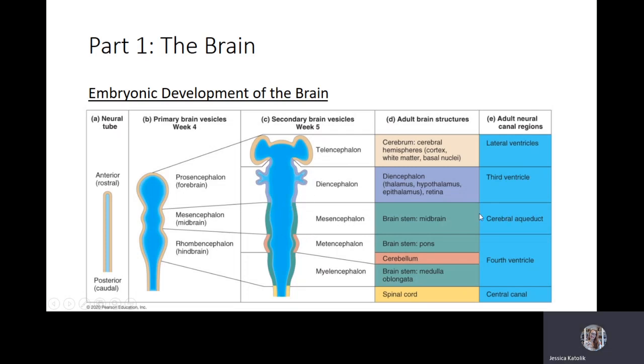The mesencephalon will become part of the midbrain. Metencephalon will become part of the pons and cerebellum. And the myelencephalon will become part of the medulla oblongata. In future videos, we're going to break down each of these structures and learn about them in a little bit more detail. So the secondary brain vesicles will occur during week 5 of gestation.